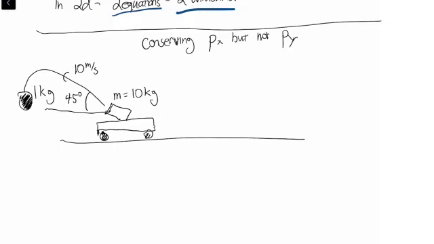Okay, so in this particular case, when the ball fires, there will be an impulse in the vertical and the horizontal. But there's a surface here, right? And that surface can exert a normal force.